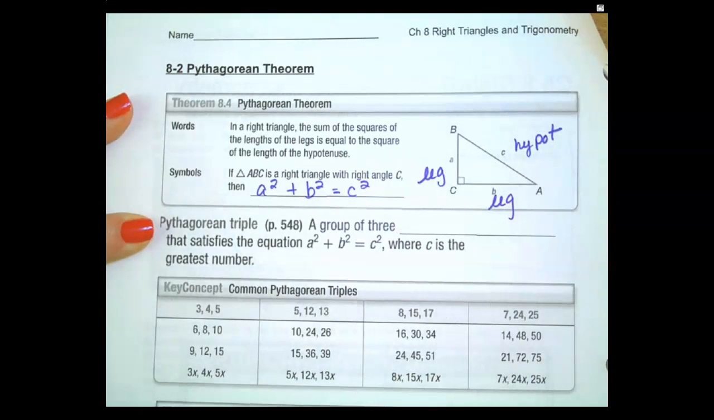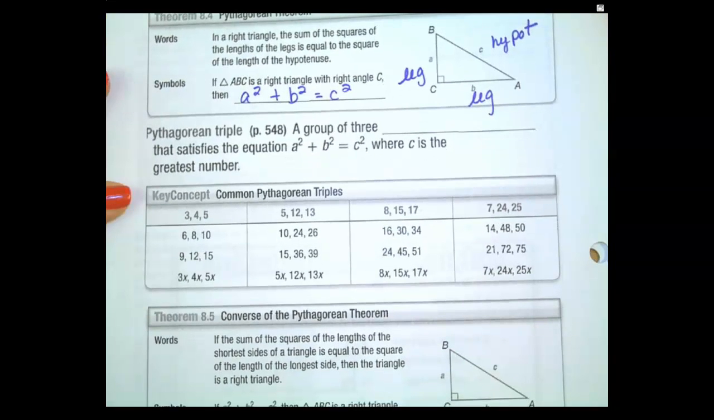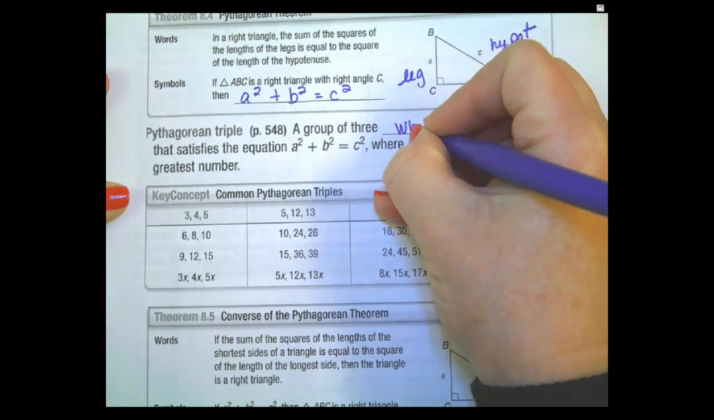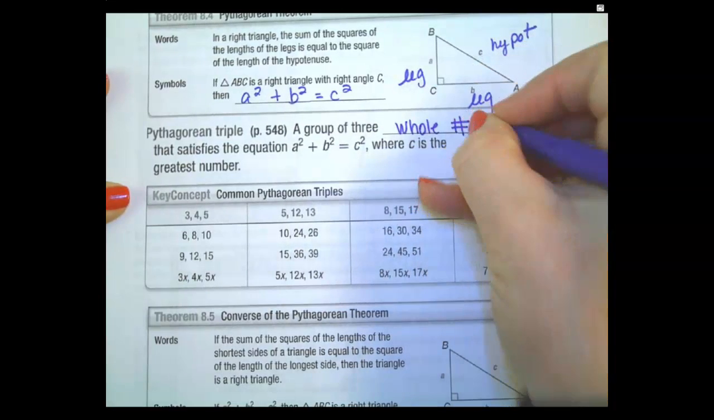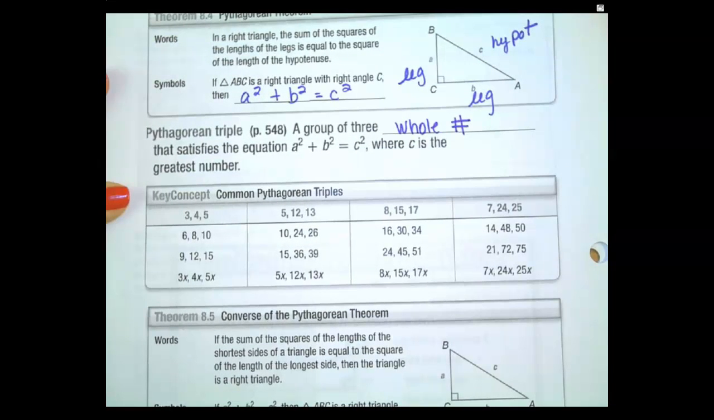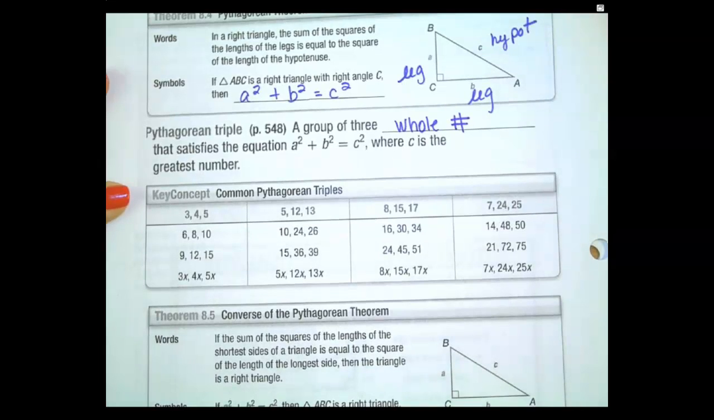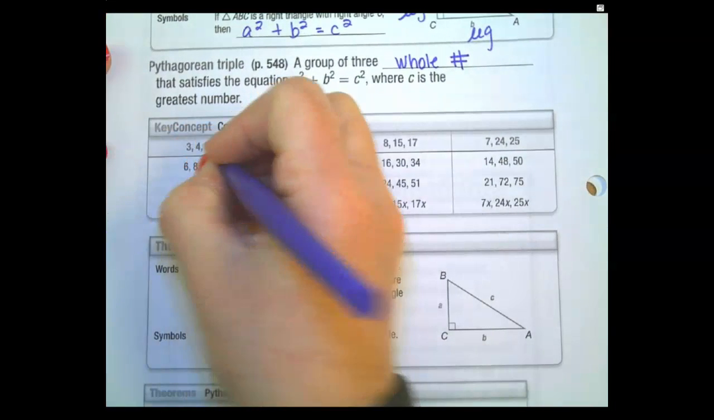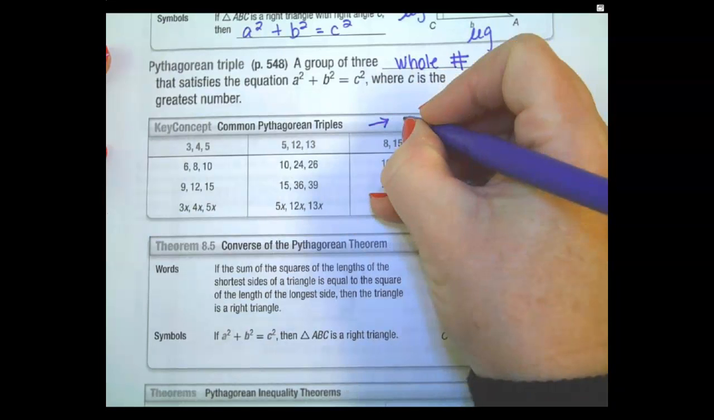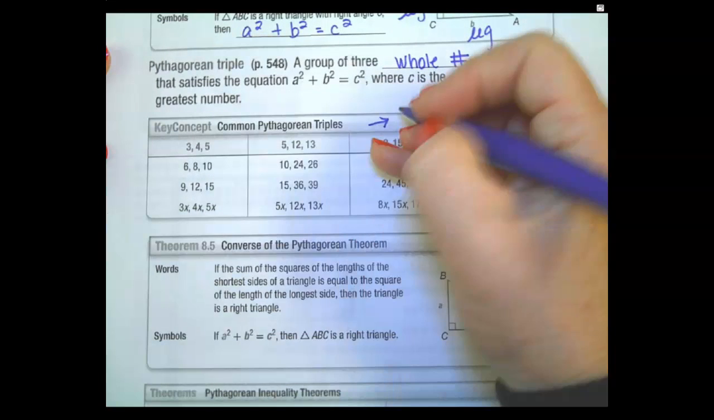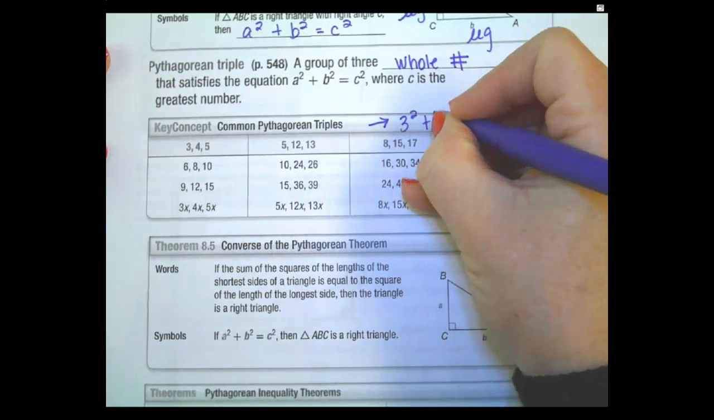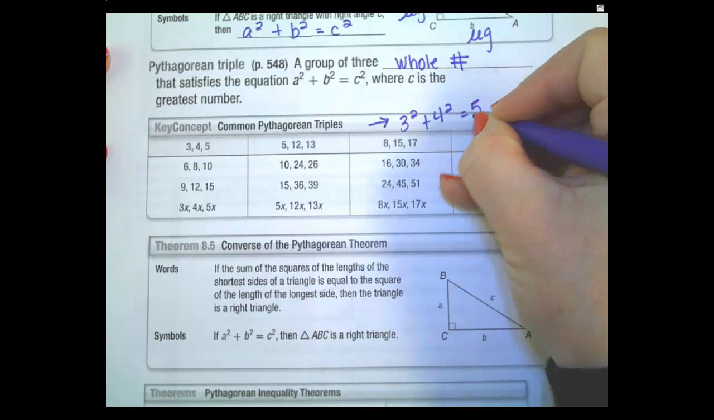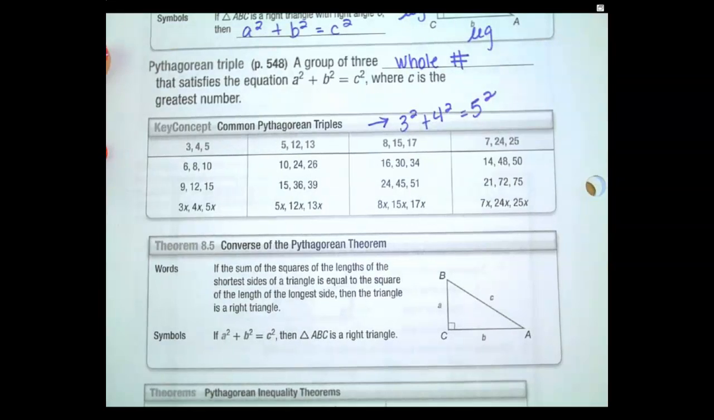Okay. So there are things that are called Pythagorean triples, and we've seen them. It's a group of three whole numbers that satisfies that equation, where c is the greatest number. C is always the greatest number because it's the longest side, and here they are. So if I go 3 squared plus 4 squared equals 5 squared, that's true. Those are your triples. And you can see them with a variable.